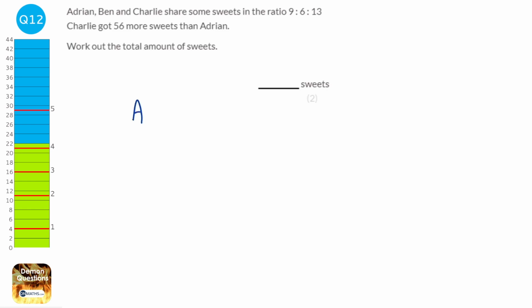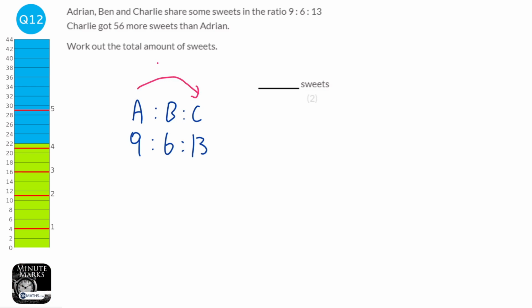So this question says that Adrian, Ben and Charlie have some sweets, and the ratio of Adrian to Ben to Charlie is 9 to 6 to 13. But it also says that Charlie got 56 more sweets than Adrian. So there's 56 more sweets. Well, looking at the actual parts of the ratio, there are 4 more parts. So plus 4 parts, which represents plus 56 sweets.